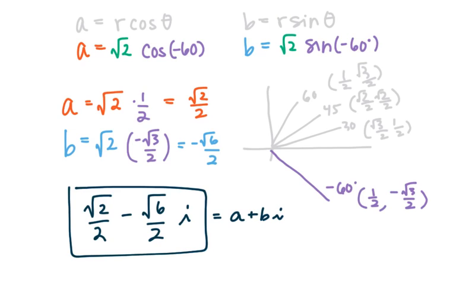So the point of this was just for us to feel comfortable converting between standard notation and trig notation for complex numbers, going back and forth, all right? Because you can't use them if you don't understand how to get them, create them, convert them, etc.